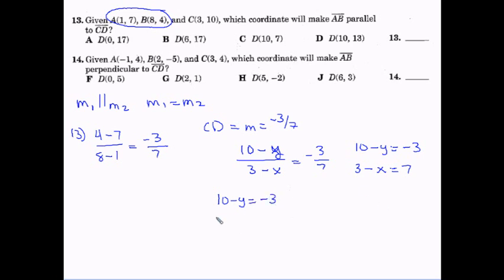So if I subtract 10 from both sides, I'm going to get that negative y is equal to negative 13. So y is equal to 13. And I don't even have to go any further. There's only one possible solution with y is 13. But even if there were more than one, I would solve for x. I would subtract 3 from both sides. Oh. That didn't work.